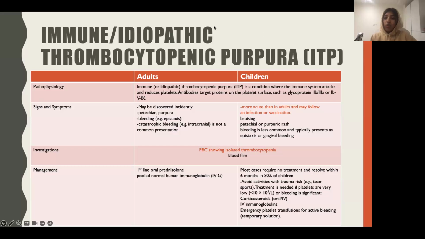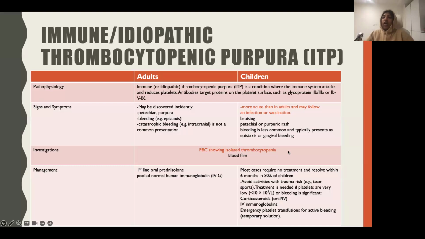In kids, it's more acute than in adults and may follow an infection or vaccination. So if you see a kid coming in after an infection or a vaccination, and the only problem the kid has is that his platelets are low, it's likely to be ITP. Again, in kids, you can get bruising, purpuric rash, petechiae, and bleeding is less common and typically presents as nosebleeds or gum bleeding.